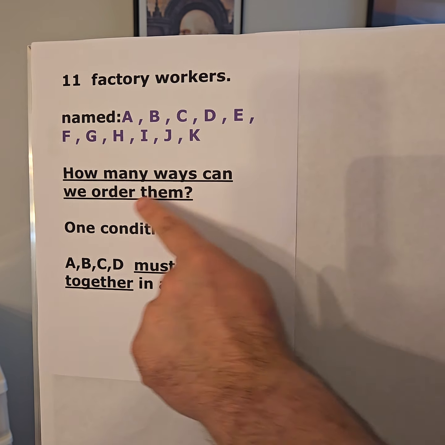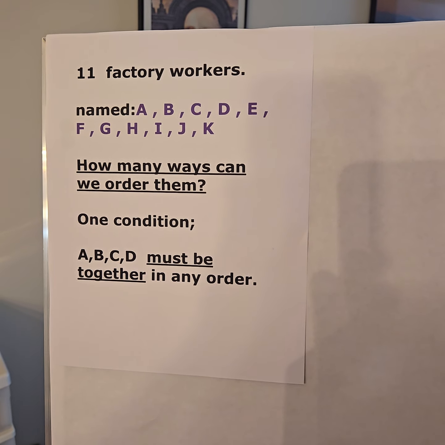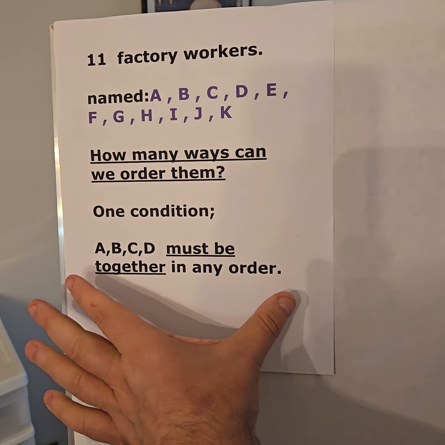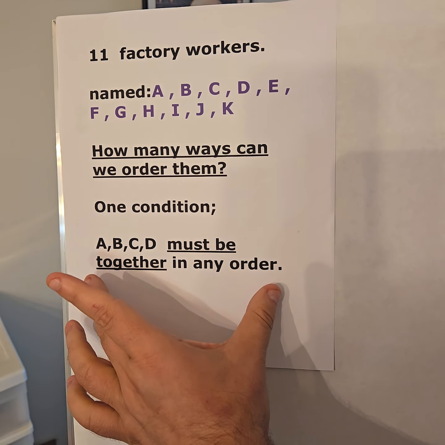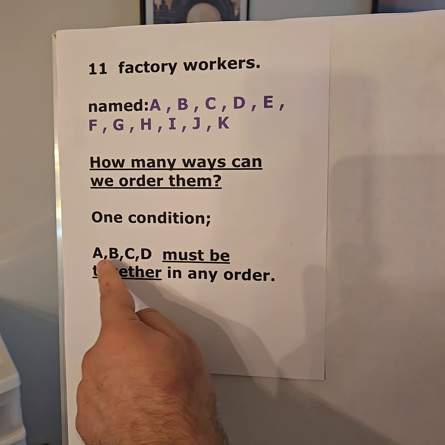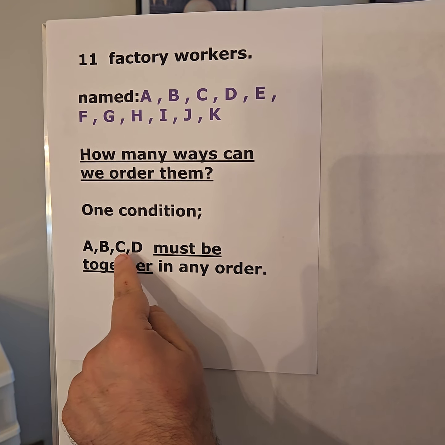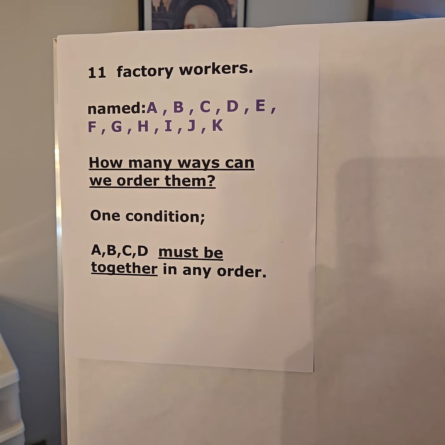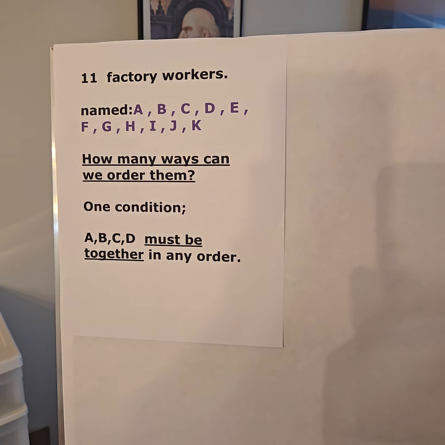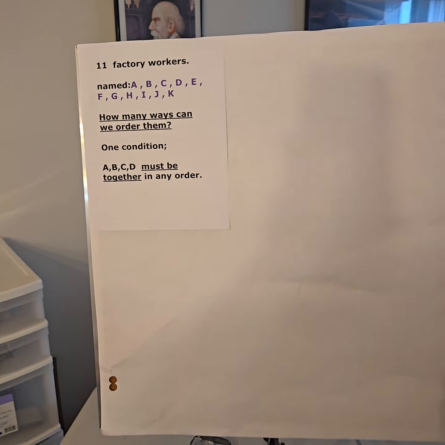And the question is, we have to order them. It's some sort of assembly work where they have to be in an order. But there's one condition. 4 of them, A, B, C, D, must be together in any order. It might be C, A, B, D, it might be D, C, B, A, as long as they're together. And the question is, with this restriction, how many ways can we order these factory workers?